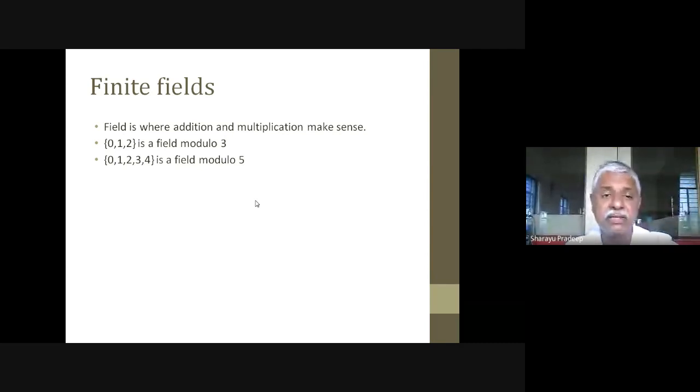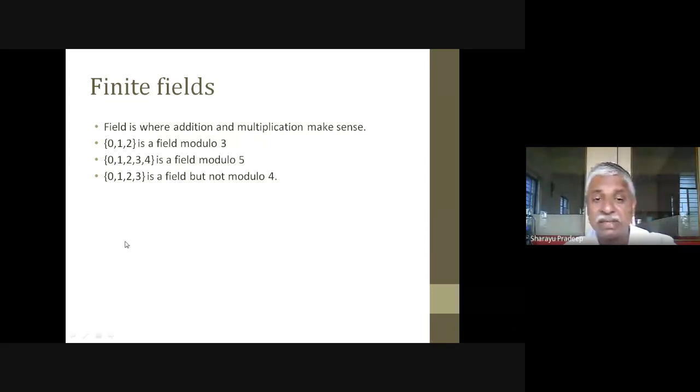Like this, you continue. You can add or multiply any of these 0, 1, 2, 3, 4 with each other, and you will get another number between 0, 1, 2, 3, 4 only. Nothing else you will get. And this addition and multiplication has very beautiful properties. 0, 1, 2, 3 is also a field, but not modulo 4. Unfortunately, this doesn't work. For example, 2 into 2 is 0. That's a bad thing, because you are multiplying.